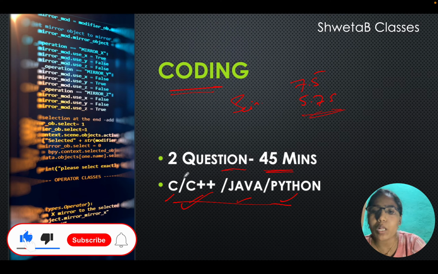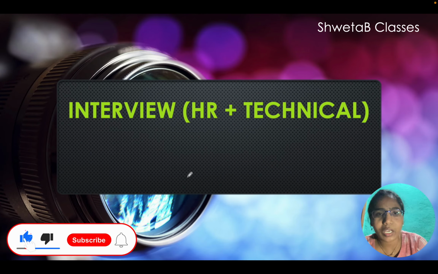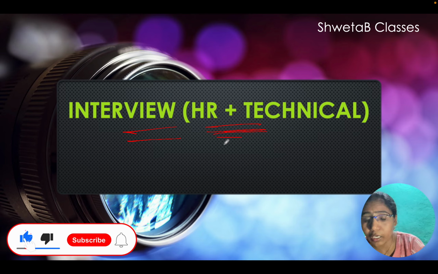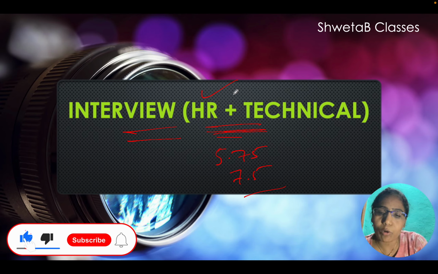Now once you clear all these rounds, it's like you are almost selected. The only thing that you enter next is your technical and HR round, that is your interview. Based on your performance in the interview, you will be selected or rejected, or the package which is given might vary slightly. It might become 5.75 or you might get a 7.5 lakh package. It all depends on your interview, along with the coding round. Well, this is all about the Capgemini pattern paper.